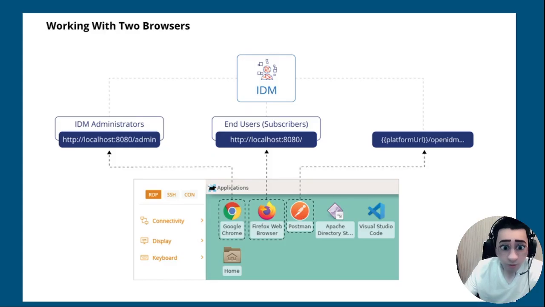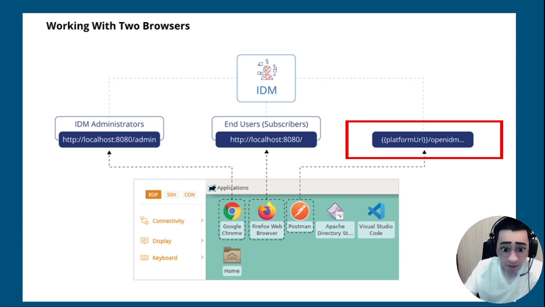Okay, so we just walked through the IDM administrator UIs and the end user UIs. So now we will take a look at Postman, how we use Postman to do some inquiry.